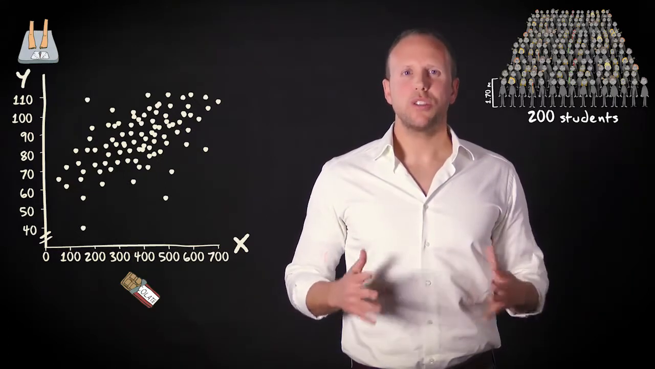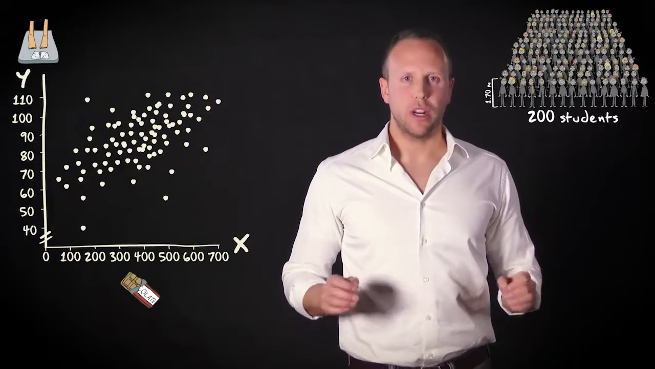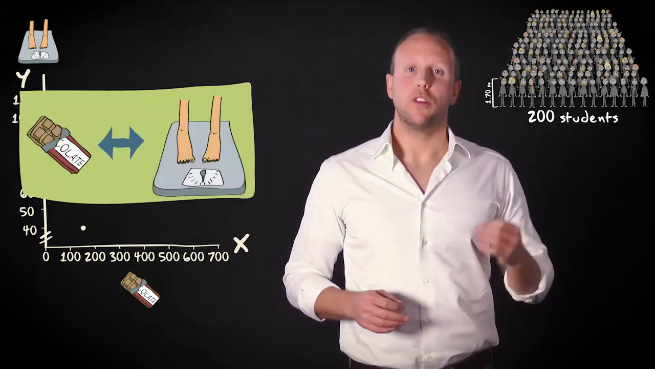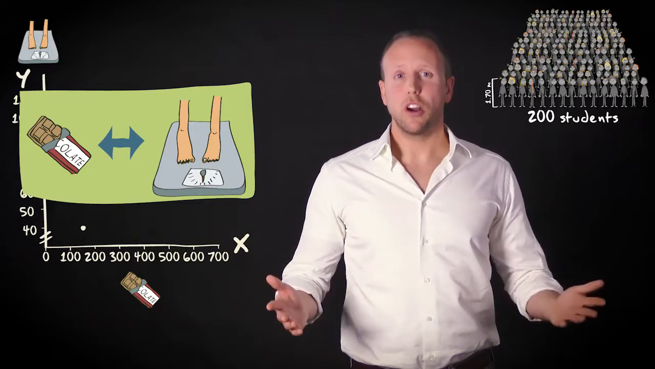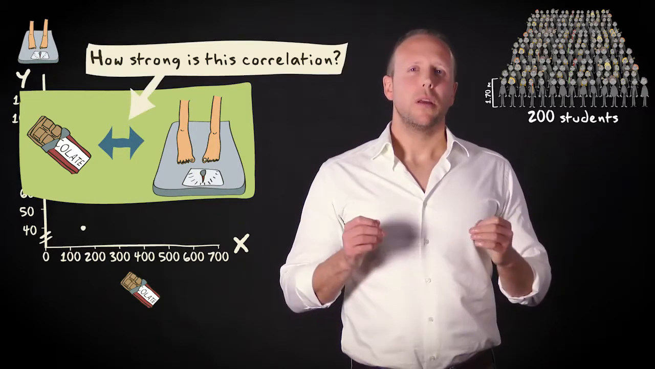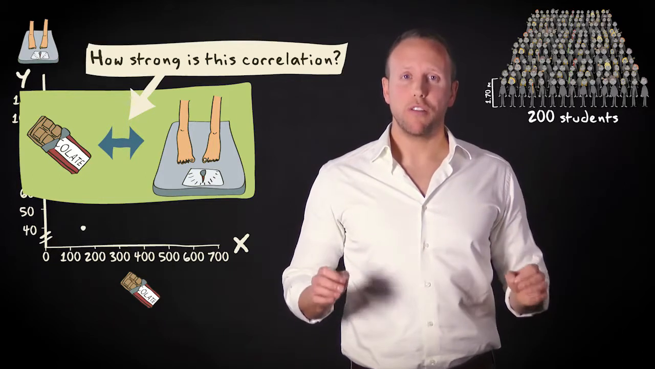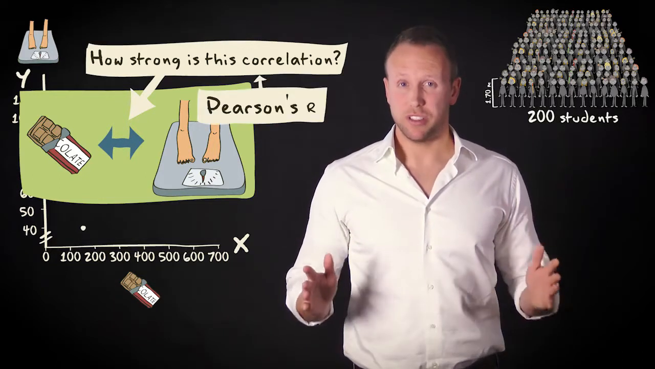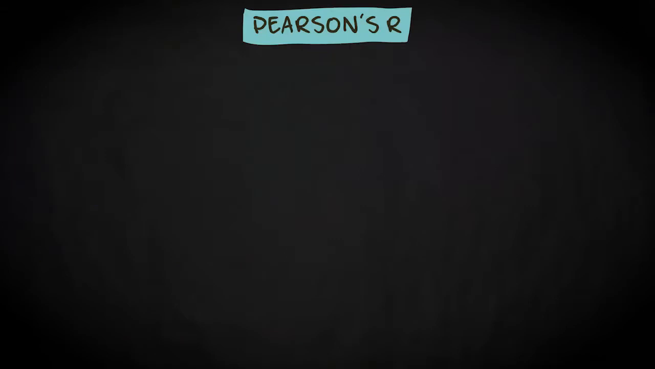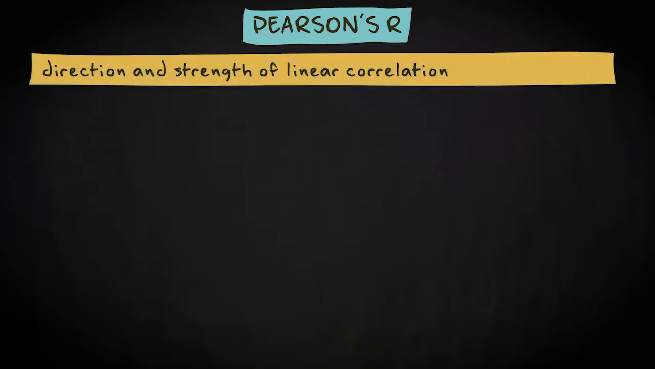The scatter plot shows at a glance that there is a strong correlation between the two variables. The more chocolate someone eats, the larger the body weight. But how strong is this correlation? We will now turn to one of the most often used measures of correlation, the Pearson's R. One of the most important advantages of the Pearson's R is that it expresses the direction and strength of the linear correlation between two variables, with one single number.